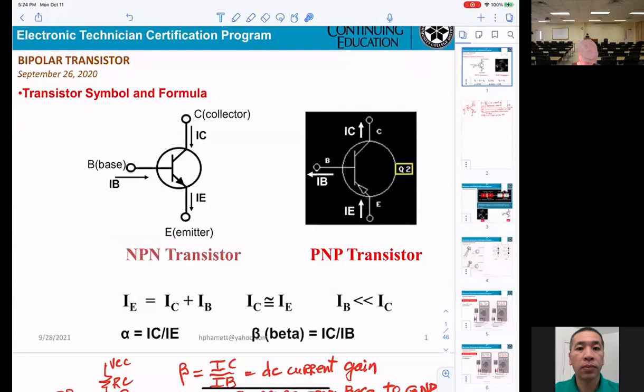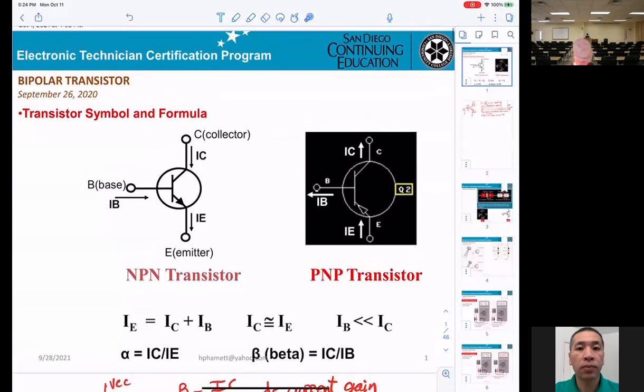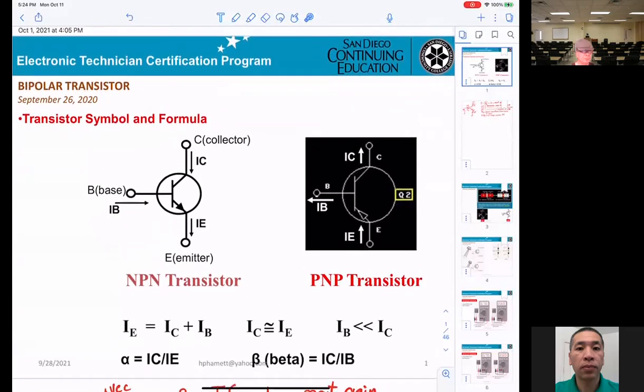Okay, last time we already did the NPN transistor, and we're talking about DC bias. Make sure when you're looking at the schematic, you're able to recognize whether it is an NPN transistor or a PNP transistor. That's the first step.